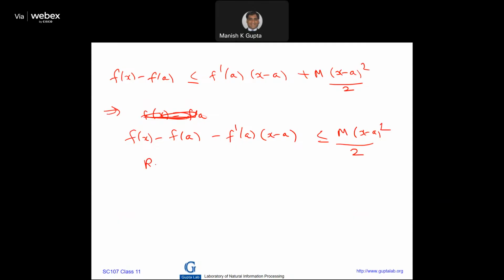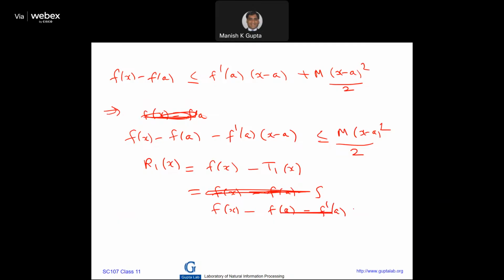Now what is R1 of x? f of x minus T1 of x, right? So this is nothing but f of x minus f of a minus f dash of a times x minus a. So this implies that we can say that R1 of x is less than or equal to M times x minus a whole square divided by 2. Got it?